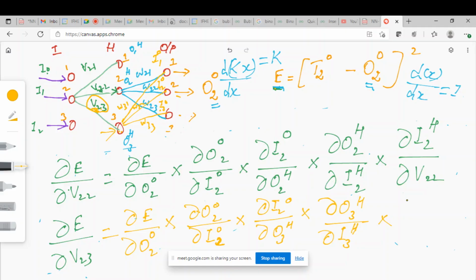And again, this input depends on what? Wait. So what should come here? ∂I3H over ∂V23. Okay. So this is how the weight updation happens. Let us take one more example for more clarification.